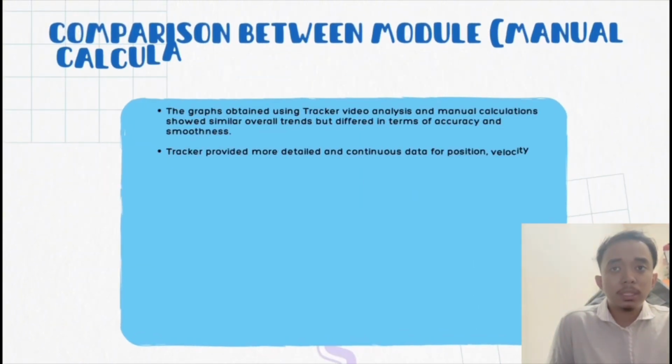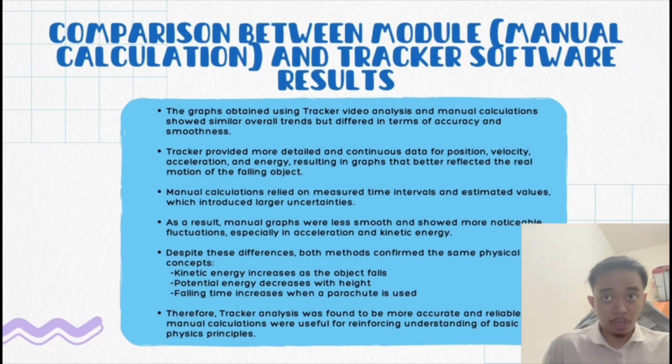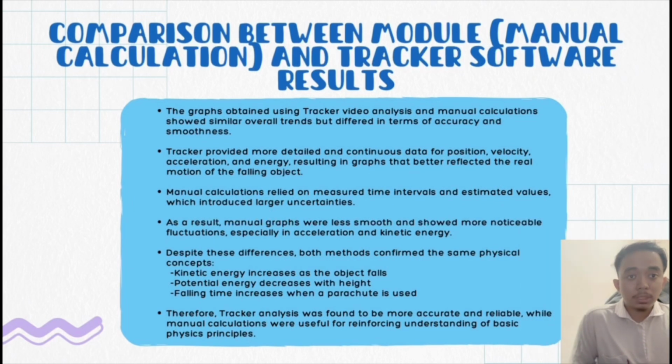So the comparison between the module, where we used manual calculation to sketch the graph, and this tracker software. First, the graphs obtained using tracker software and by sketching in the module have overall similar trends but differ in terms of accuracy and smoothness. The tracker software provided more detailed continuous data for position, velocity, acceleration, and energy, resulting in graphs that better reflected the real motion of the falling object.